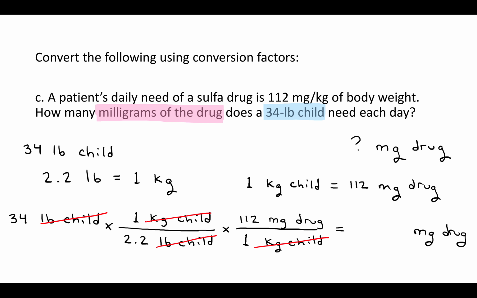So you just plug this in a calculator. 34 times 1, then hit enter, divided by 2.2, hit enter, times 112, hit enter, divided by 1, hit enter. You should get 1,731 milligrams of the drug. And that would be your answer for this question.